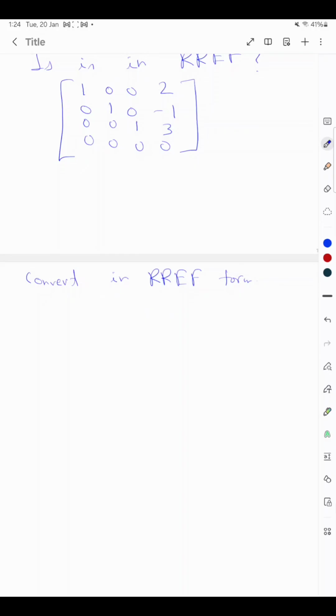Suppose I am giving you a matrix. What is it? 1 2 1, 2 1 minus 1, 1 5 4. You have to make it into RREF form. So the operations you have to make: first your target should be that these two things should be 0, right? So suppose R2 dash will be R2 minus 2R1. R3 dash will be R3 minus R1.